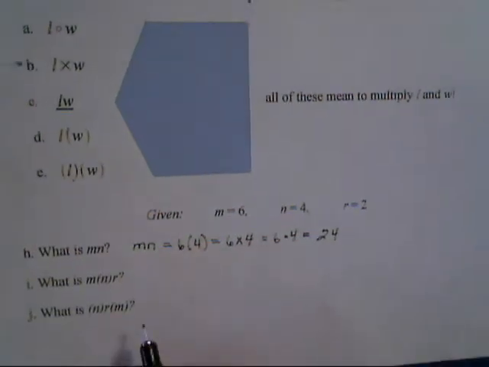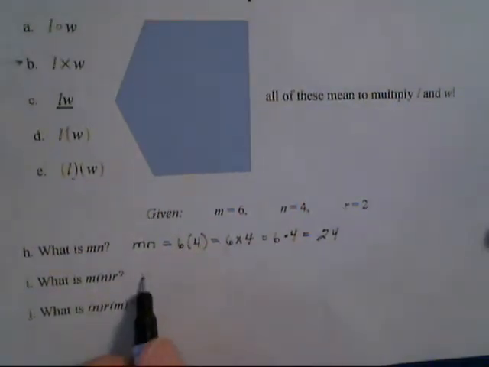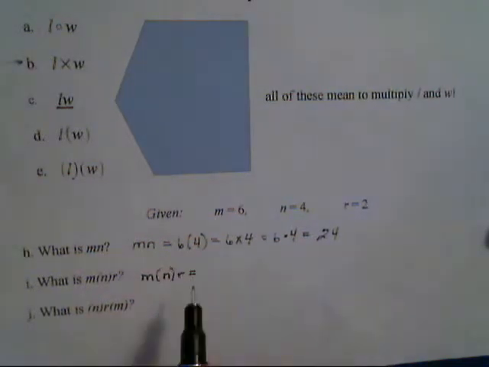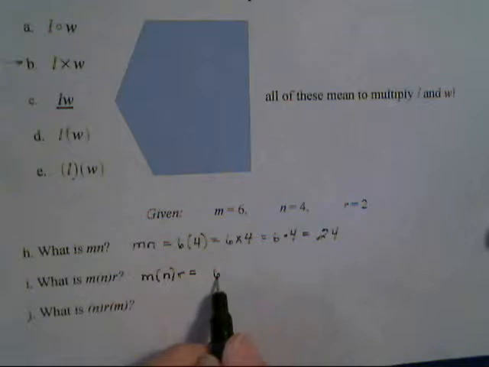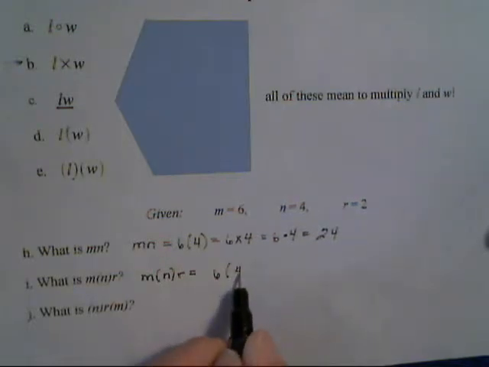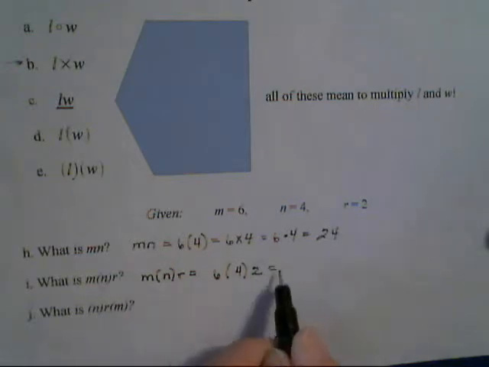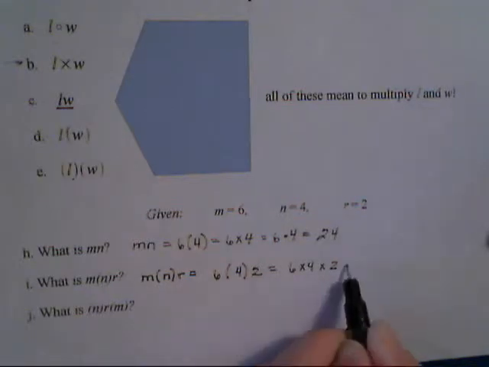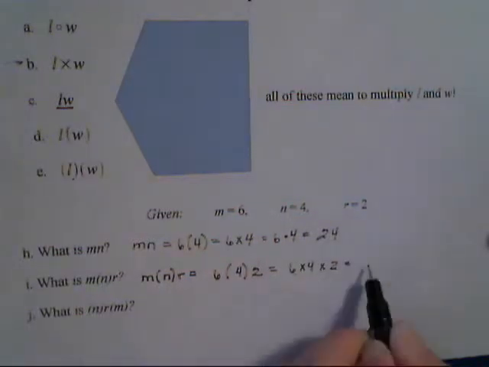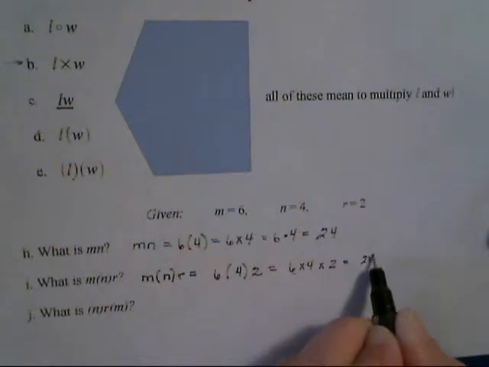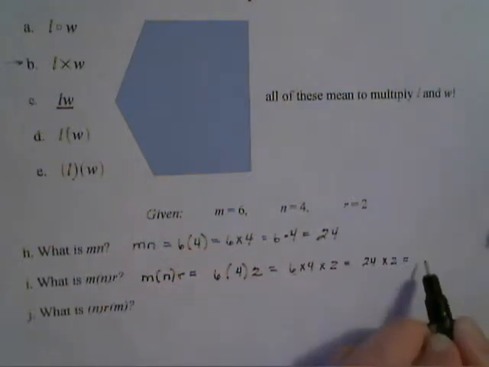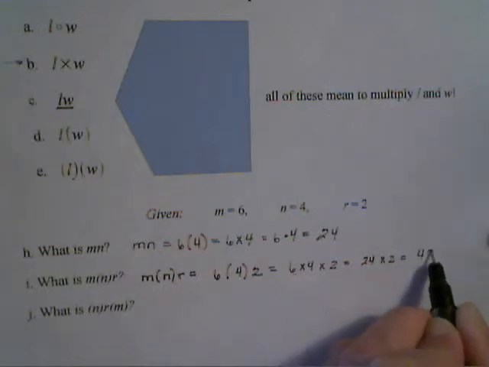So for this guy, we've got m, and then n in parentheses, and then r. So m is 6, n is 4, and r is 2. And that just is 6 times 4 times 2. 6 times 4 is 24. I'll do it in little pieces, times 2. 24 times 2 is, you're right, 48.